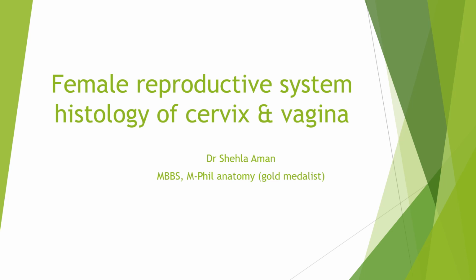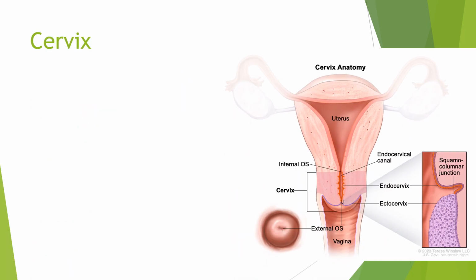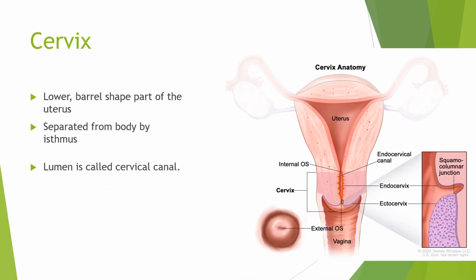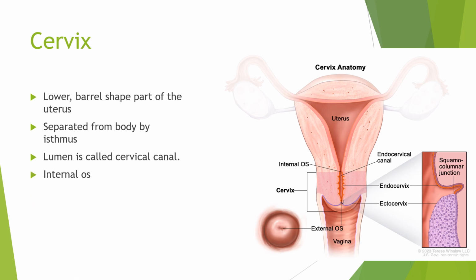Today we are going to discuss the histology of the cervix and vagina. The cervix is the lower barrel shaped part of the uterus, separated from the body by the isthmus. It has a lumen which is called the cervical canal.